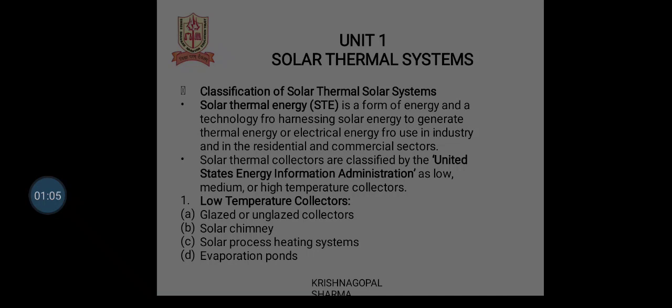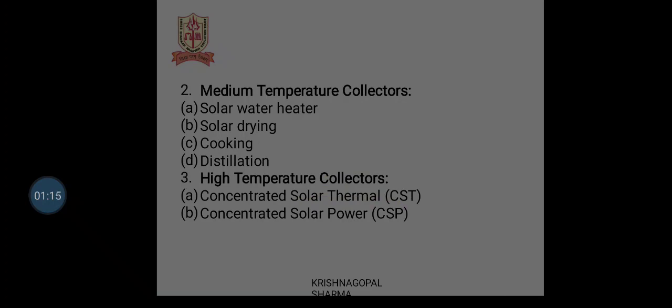Low temperature collectors are glazed or unglazed collectors, solar chimney, solar process heating system, evaporation ponds. Medium temperature collectors are solar water heater, solar dryer, cooking, distillation. High temperature collectors are concentrated solar thermal, concentrated solar power.